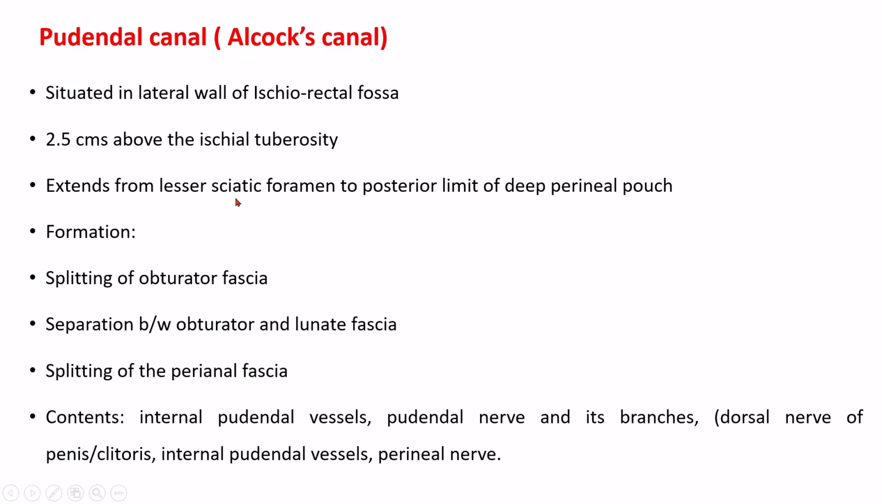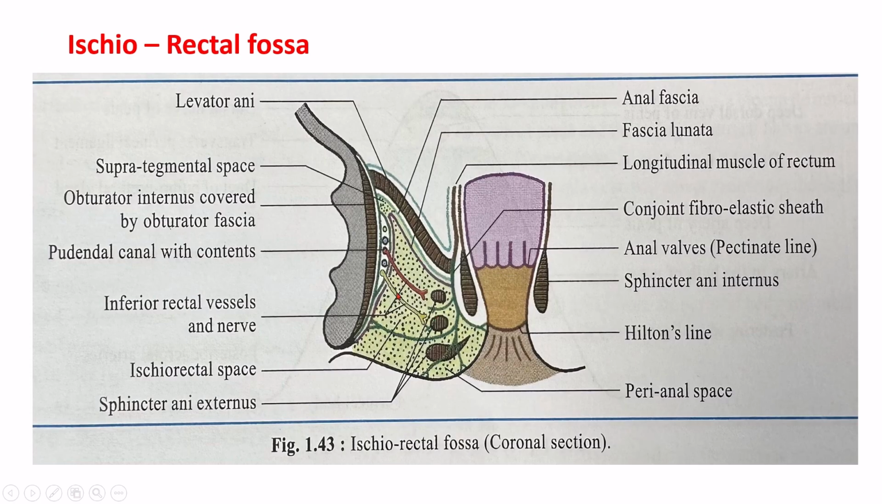It is through this lesser sciatic foramen that the pudendal nerve and internal pudendal vessels enter the pudendal canal, and it extends up to the posterior limit of the deep perineal pouch, which is a part of the urogenital triangle. Contents are the internal pudendal vessels and the pudendal nerve and its branches. From above downwards, there will be the dorsal nerve of the penis or clitoris, the internal pudendal vessels with the artery and venae comitantes, and the perineal nerve. The perineal nerve and dorsal nerve of the penis or clitoris are branches of the pudendal nerve. This is the pudendal canal, or Alcock's canal, with its contents.